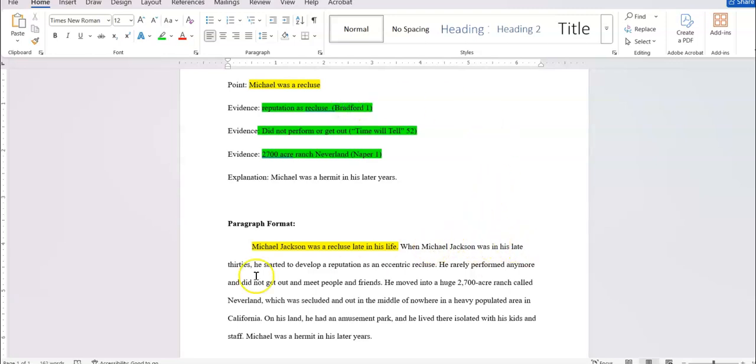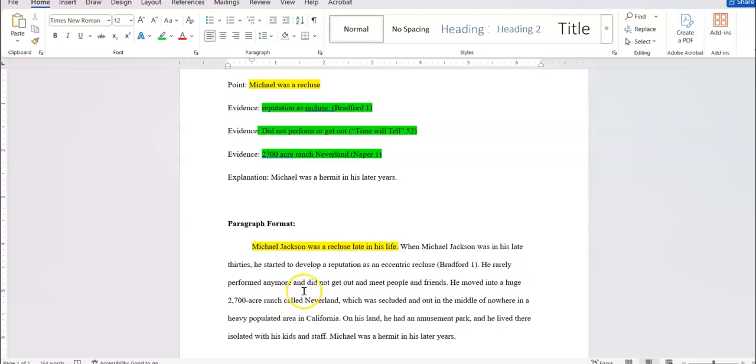When Michael Jackson was in his late 30s, he started to develop a reputation as an eccentric recluse. Now, I know there will be a citation there because unless you were there to hear that exchange and you were part of that reputation conversation, there will be a citation. You're referring me back. He started to develop a reputation. Where's that come from? Where's the evidence for that?